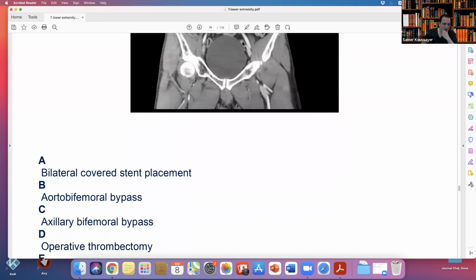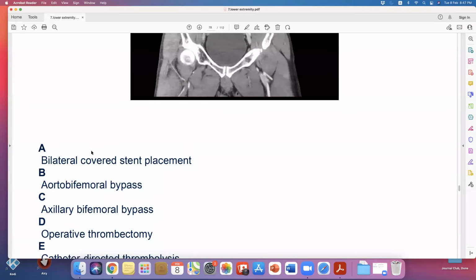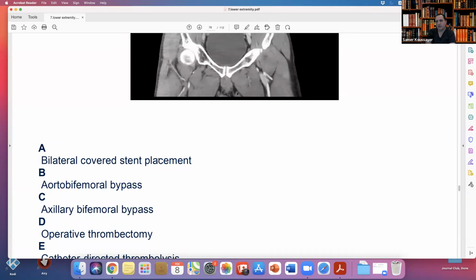So I think I will go with A. But if they put an uncovered stent, then it becomes a problem. They didn't put it here because it's controversial. But I think what they want to say is that if you have an aortic transection, we put a cover stent. So the same here, there's a transection, so it's better to use a cover stent. I think this is the idea behind using a cover stent.